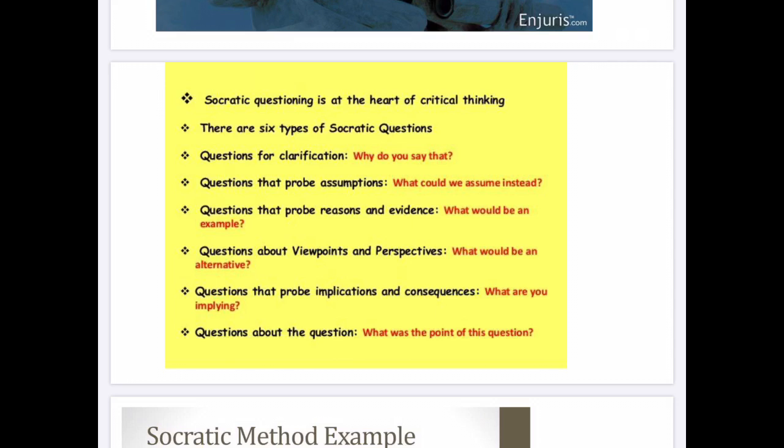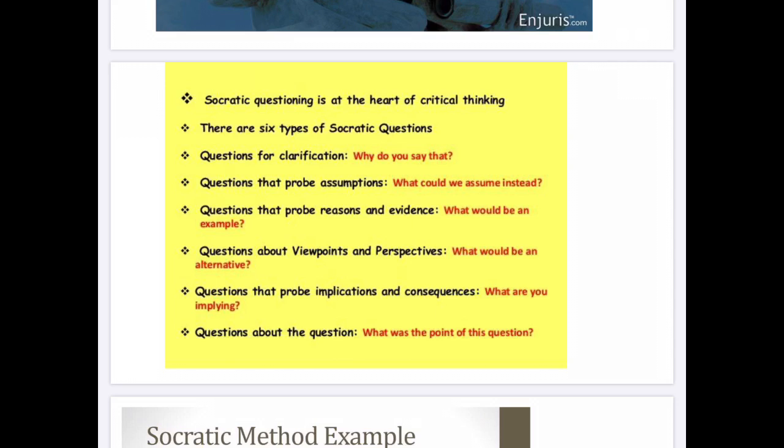And then there are questions that probe implications and consequences, such as what are you implying? So again, similar to, what perspective are you taking, but this is, what are you implying? What are you saying by saying what you're saying? What's at the core of what you're saying is what that question asks. Or if you're saying something, then what is the consequence of that? What does that lead to? Those types of things are probing implications and consequences.